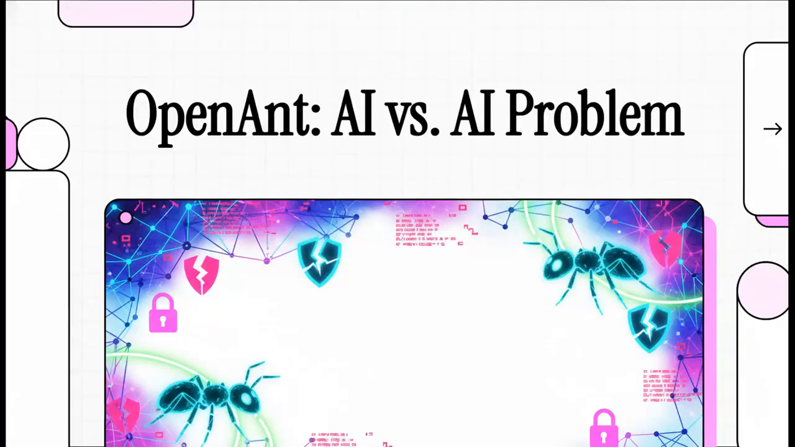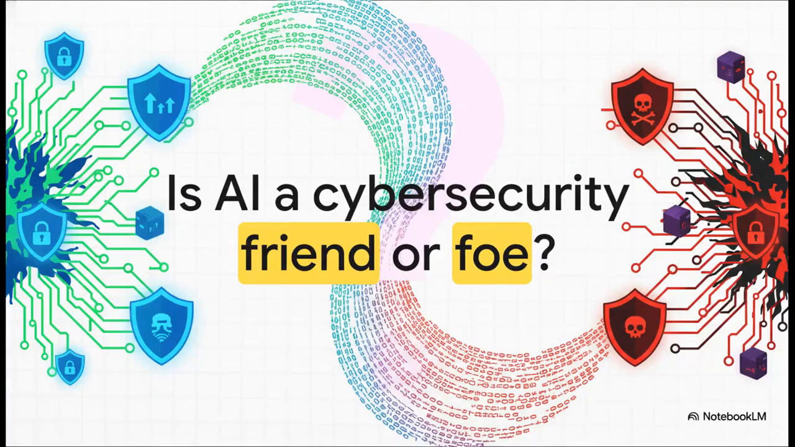You've probably heard about the AI arms race, right? Well, this is a different kind of fight. Today, we're going to talk about a new tool called OpenAnt, and its mission is, well, pretty fascinating. It's an AI that was built to solve a problem that was created by other AIs. And that really gets to the heart of it, doesn't it?